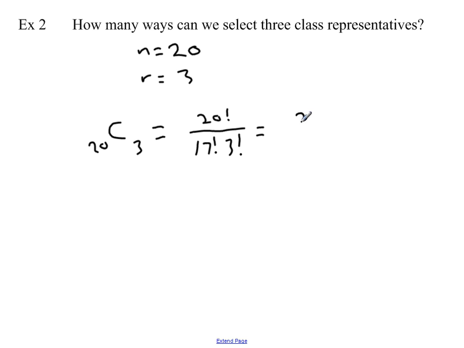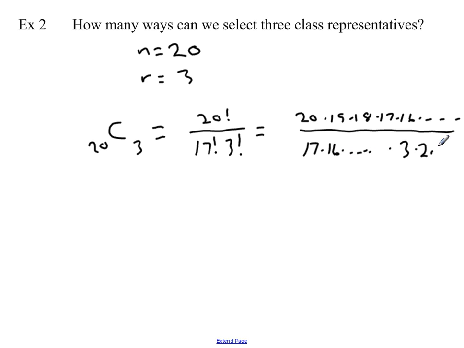So if we write this out again, we can think 20 times 19 times 18 times 17 times 16 times dot dot dot on top, over 17 times 16 times dot dot dot, times 3 factorial, which gives us 3 times 2 times 1. So now, just like before, 17 factorial reduces with 17 times everything all the way down to 1. And then we still have some other stuff we can simplify. We can simplify the 3 and the 18. We can simplify the 2 and that 6.